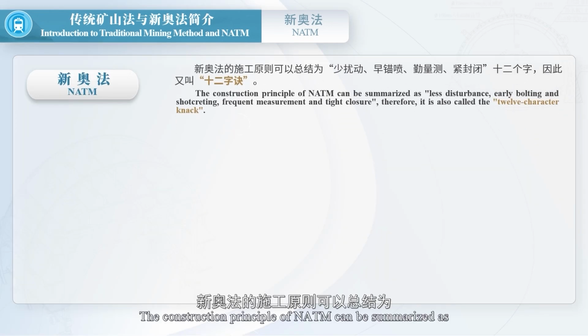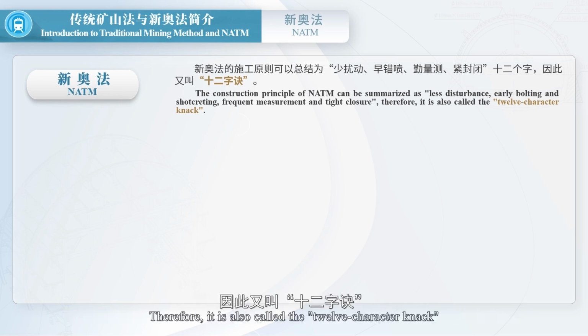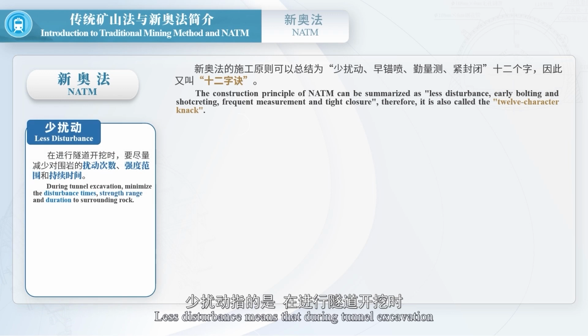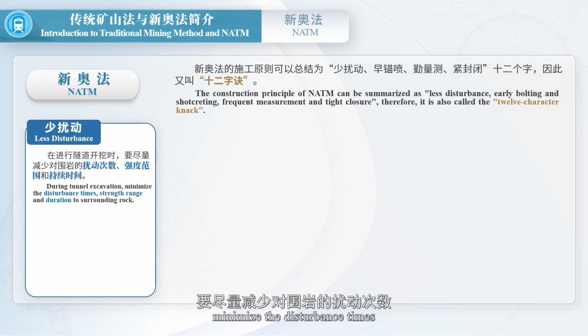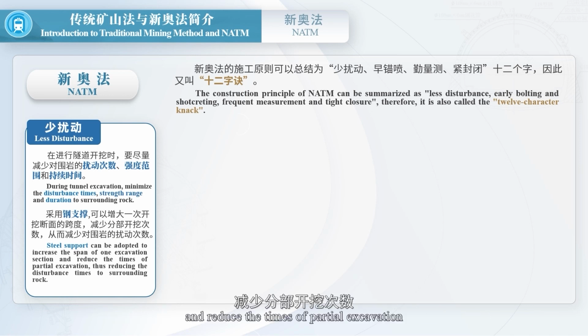The construction principle of NATM can be summarized as less disturbance, early bolting and shotcreting, frequent measurement and tight closure. Therefore, it is also called the 12-character principle. Less disturbance means that during tunnel excavation, minimize the disturbance times, strength, range, and duration to surrounding rock. Steel support can be adopted to increase the span of one excavation section and reduce the times of partial excavation, thus reducing the disturbance times to surrounding rock.